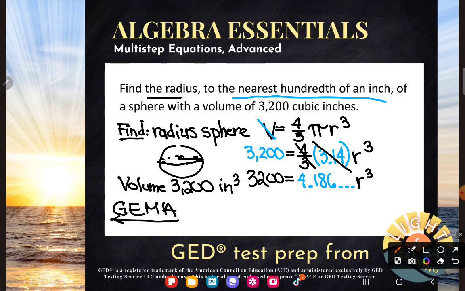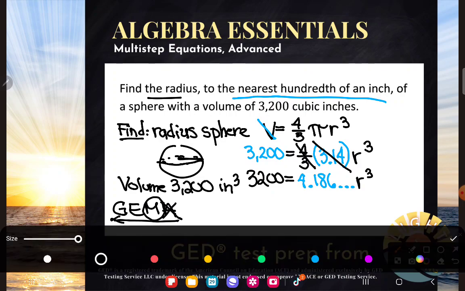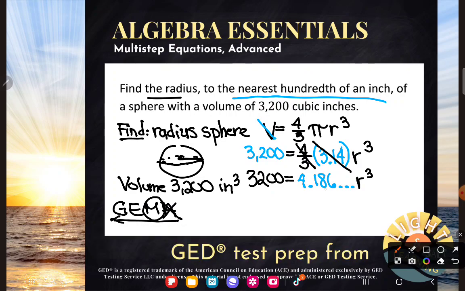I'm going to move anything adding or subtracting with R first. Well, I don't have anything adding or subtracting with R. But the next thing I'm supposed to move is multipliers. So let's go ahead and move that 4.186, yada, yada. It's multiplying, so I'll do the opposite. I'll divide. And I'm dividing by this whole ugly thing on both sides.